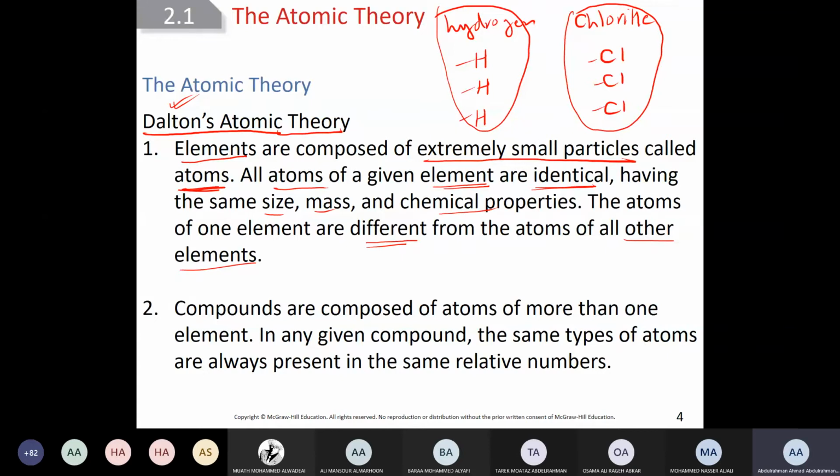Now, compounds are consisting of what? How can we make compounds? Two or more elements. Atoms of more than one element. Example, H2O. This is the atom of hydrogen, this is the atom of oxygen. They combine together to make the compound. That's the proposal he has.